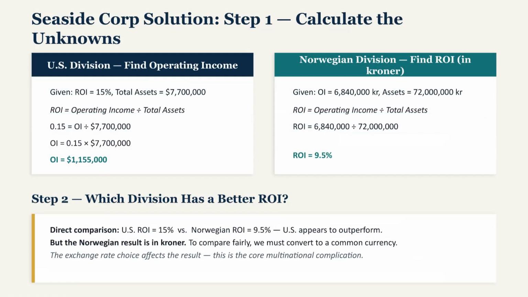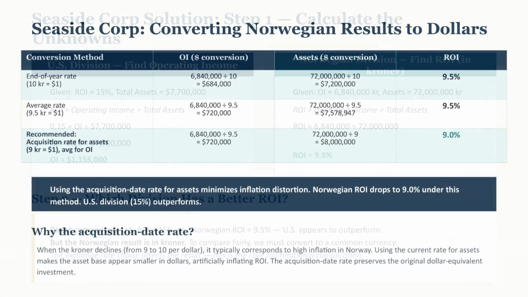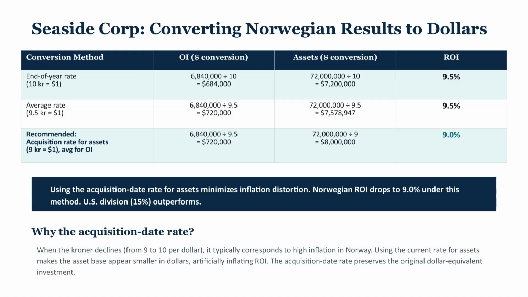First, we calculate the missing figures. For the U.S. division, 15% ROI on $7.7 million of assets means operating income of $1,155,000. For the Norwegian division, dividing 6.84 million kroner by 72 million kroner gives an ROI of 9.5%. Next, we compare 15% versus 9.5%, which suggests the U.S. division outperforms, but since the Norwegian figures are in kroner, we must convert both to a common currency for an apples-to-apples comparison. Here we test three currency conversion methods for the Norwegian results.